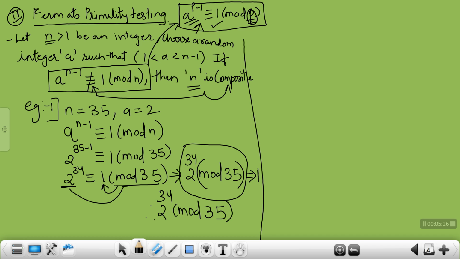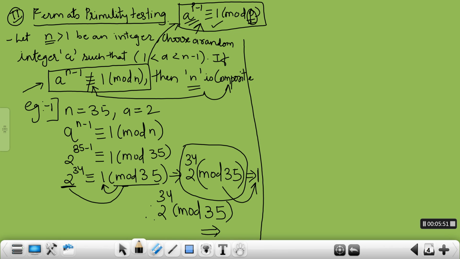Check whether the remainder you are getting is 1 or not. If the remainder is not 1, that means this particular congruence does not hold. 2 raised to 34 is not congruent to 1 mod 35. That is what we are doing in our equation: a raised to n minus 1 is not congruent to 1, which means that your number 35 will be a composite number. So solve it, we will break here for 5 minutes, and then we will continue.